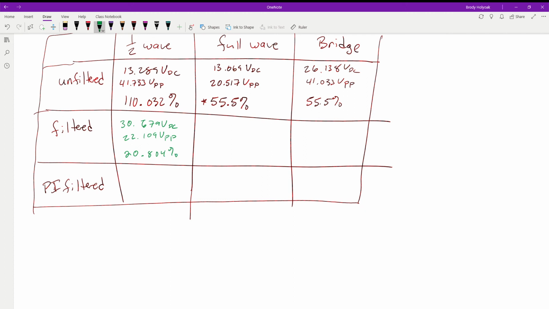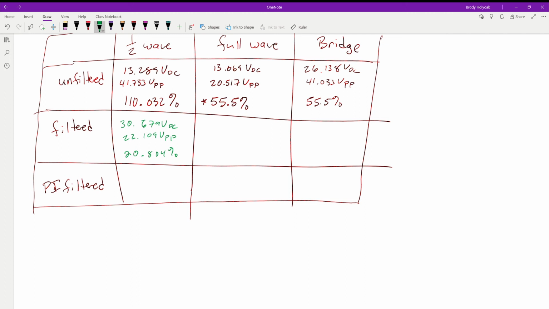So you can see just by adding one capacitor to our circuit, we went from having a 13 volt DC output to a 30 volt DC output. And all we did was add in one component. We didn't change any of the other values. And we decreased our ripple voltage from 41 volts to 22 volts. So we went from a 110% change in our DC value to a 20% value just by adding one simple capacitor.